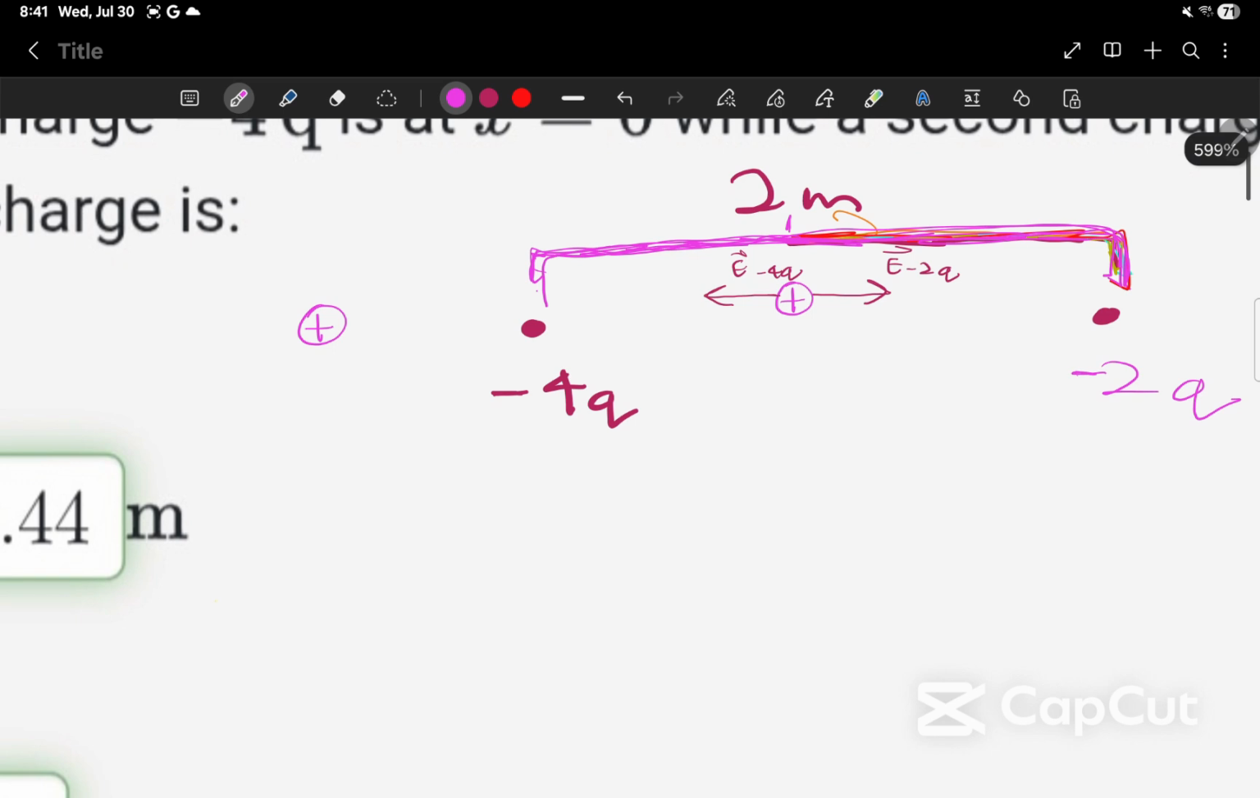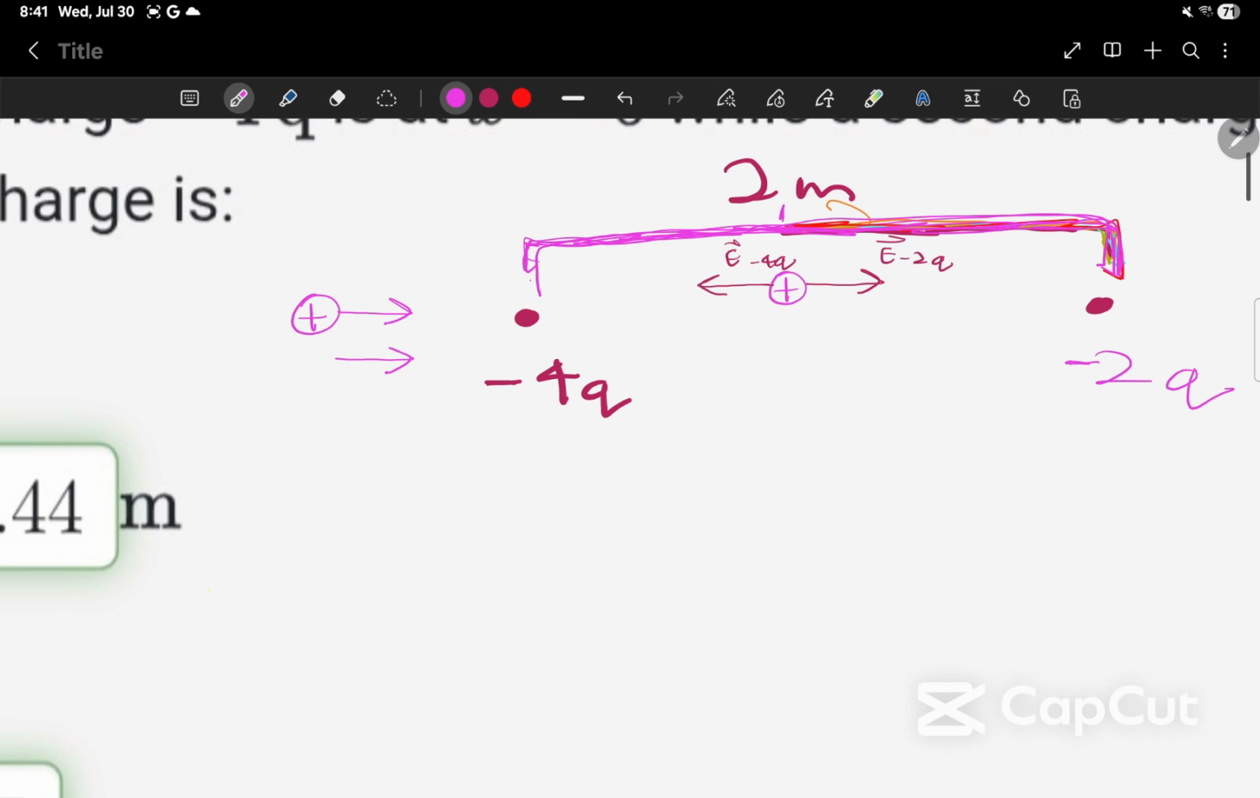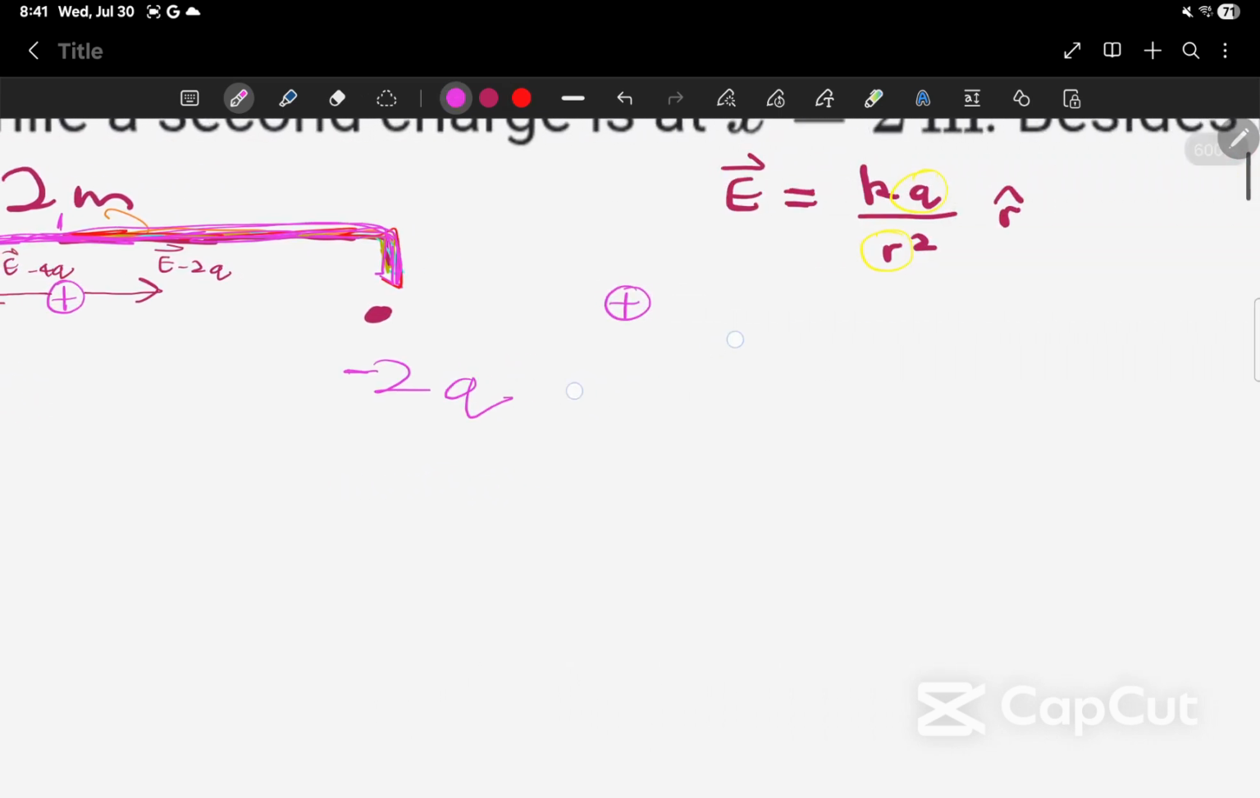On the left hand side, if I draw the electric field vectors, they're both pointed this way, from the negative 2q and negative 4q charges. We're on the left hand side of both of these charges, so it makes sense that this region is not going to have an electric field of 0. It's going to have a net electric field. That's what I'm trying to say.